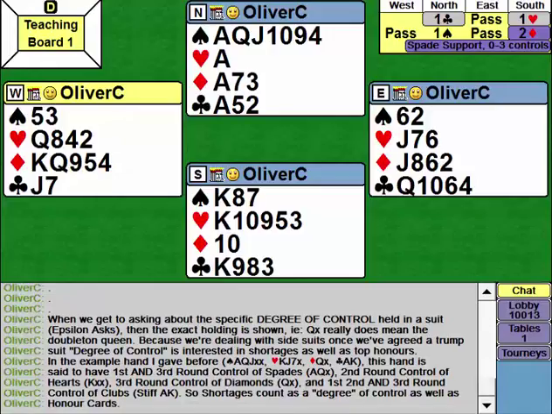Okay, so sometimes we combine degrees of control, or we can show two types of degrees of control. So in the example hand there, they've got ace, queen, jack to five spades, king, jack to four hearts, queen doubleton of diamonds, and the stiff ace, king of clubs. So there we would say that they've got first and third round controls in spades, because they've got the ace and the queen. They've got second round control of hearts, and third round control of diamonds, because they've got queen doubleton. And they've got first, second, and third round control of clubs, because they've got the stiff ace king. So they can stop it with the ace, they can stop it with the king, and they can rough the third round.